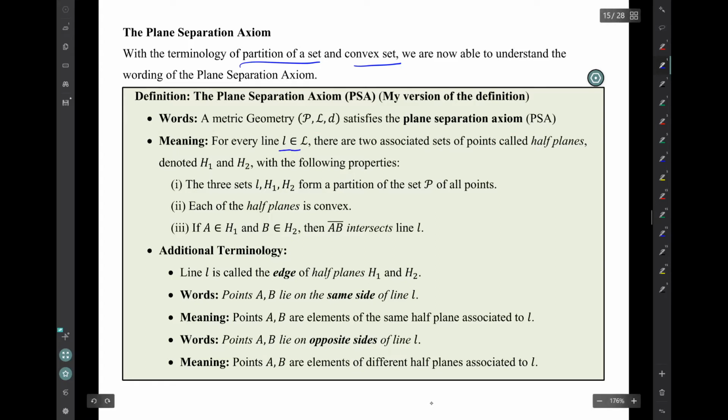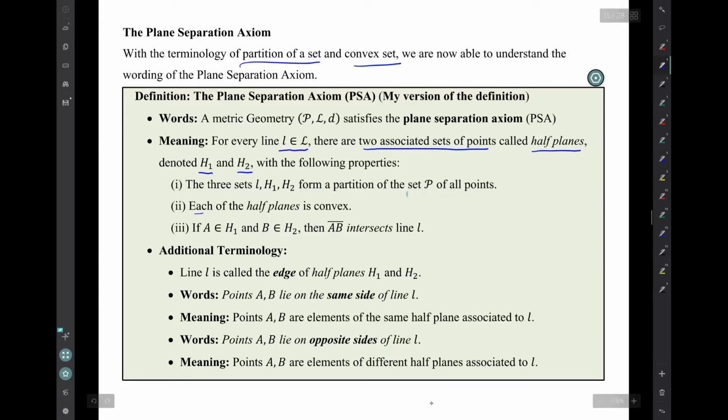For every line L in the set of lines, there are associated two sets of points that are called half-planes, and they're denoted by these symbols, capital H subscript 1 and capital H subscript 2, or some other subscripts that indicate which one you're talking about. And those sets have these properties. First of all, these three sets, the line and those half-planes, form a partition of the set of all points. That's one property.